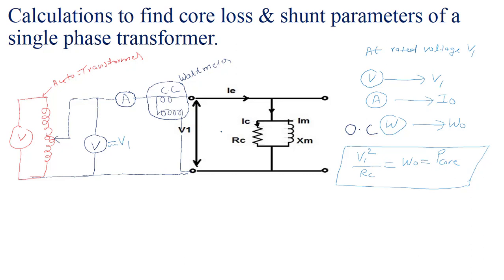Okay, now we have to find out RC and XM. For that we have to draw a phasor. Let us see the phasor. See, there is a flux line. See the phasor, that is the flux phi, and there we know that the voltage has to lag the corresponding flux by 90 degrees, so it will lag by 90 degrees.